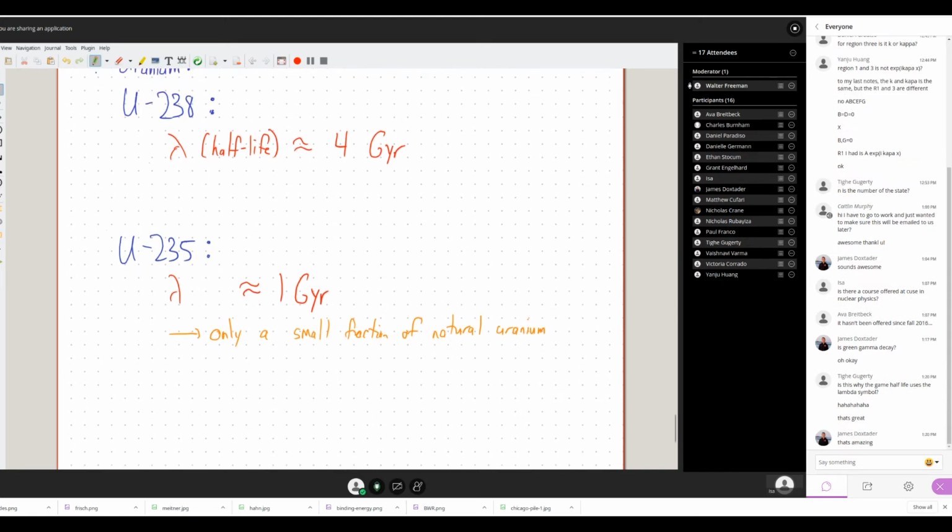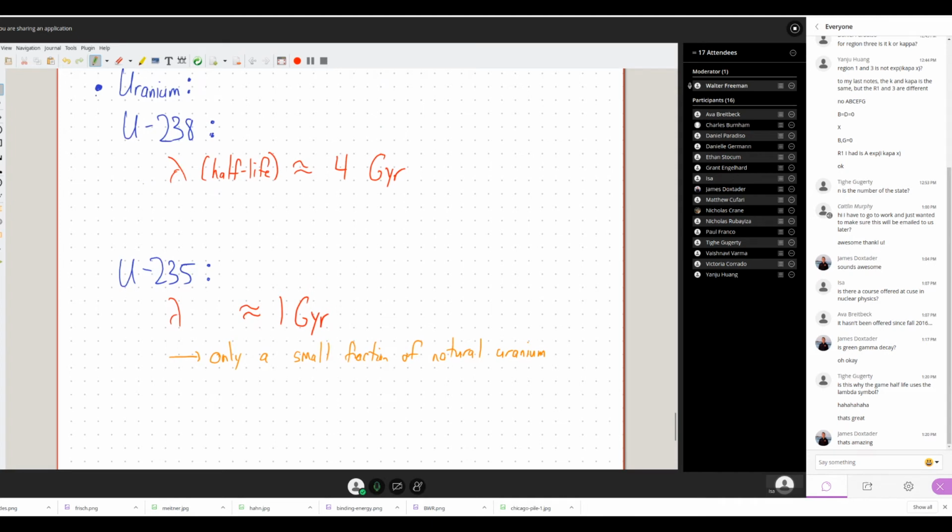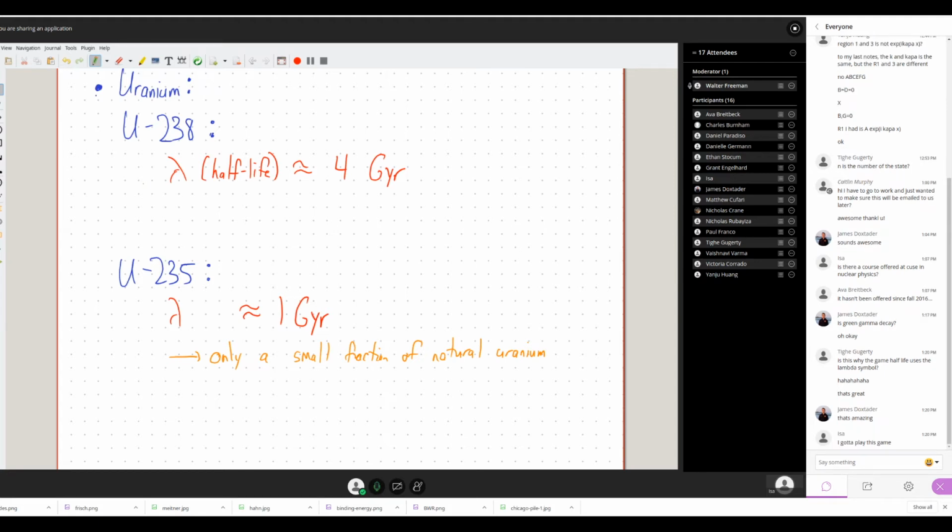So here are the two isotopes of uranium. It was discovered by Marie Curie and people who followed after her that the things that uranium decays into are also radioactive.